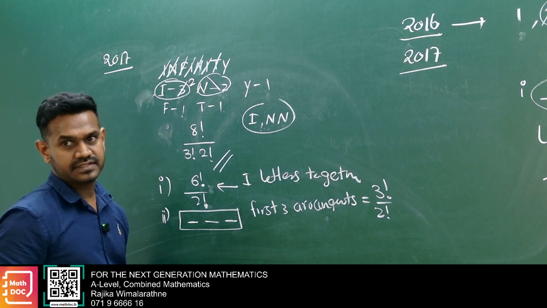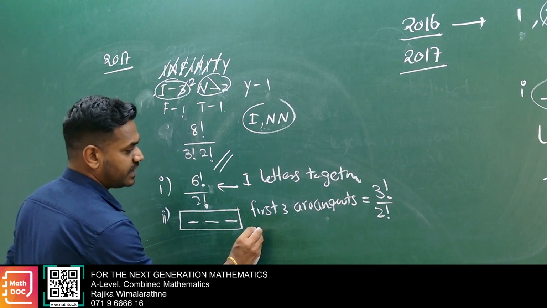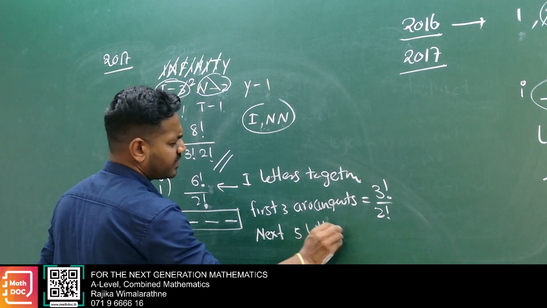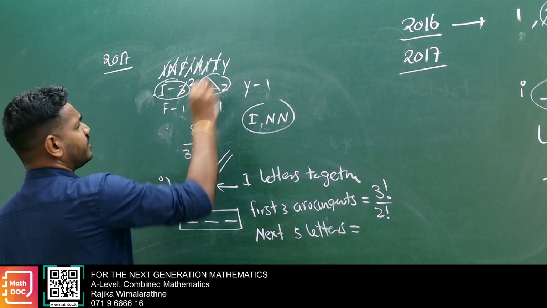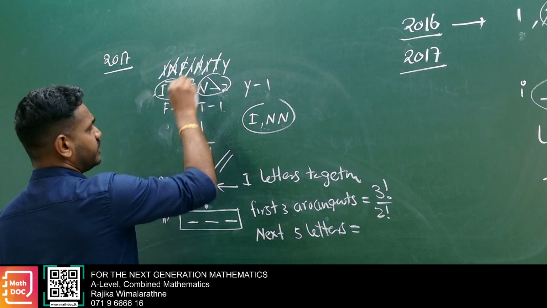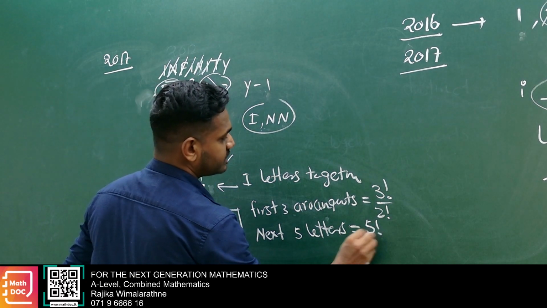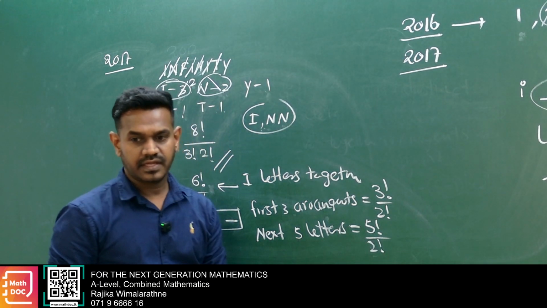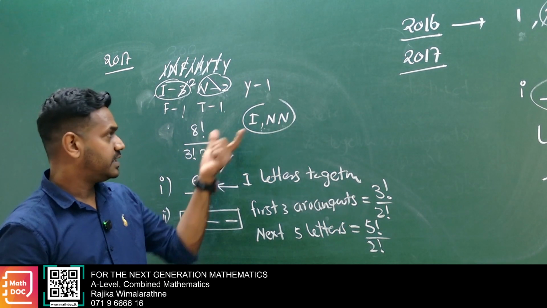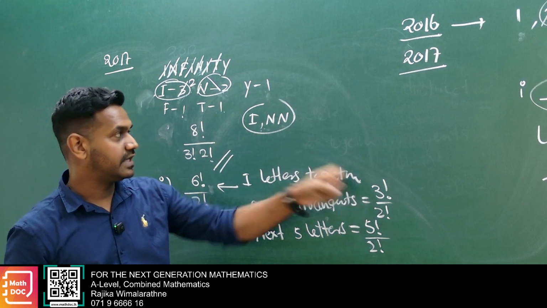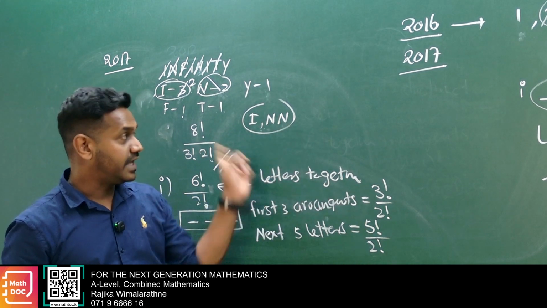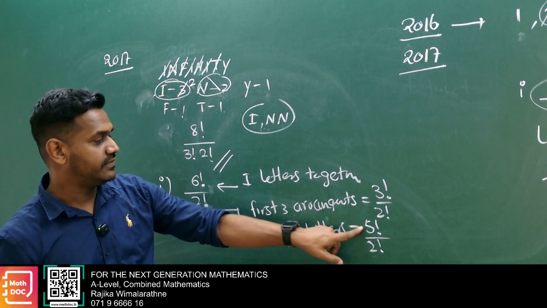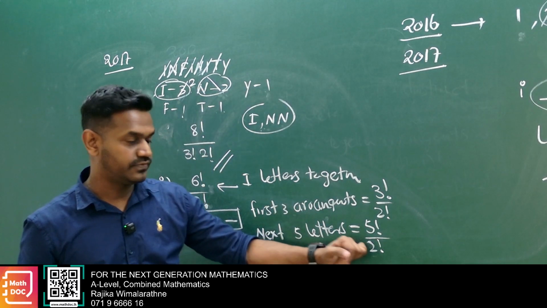Then further we have the next 5 letters. Remaining we have 1, 2, 3, 4, 5, so 5 factorial ways, with 2 equal I's, divided by 2 factorial. Here first 3 arrangements: I, N, N, so 3 factorial divided by 2 factorial. Then next 5 we have Y, T, F and 2 I's, so 5 factorial divided by 2 factorial.